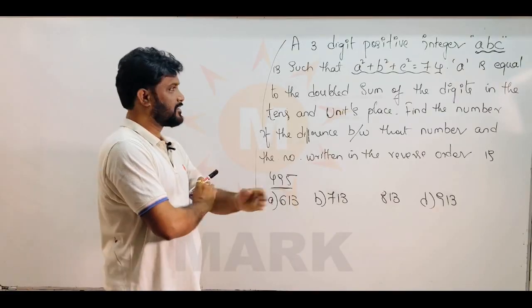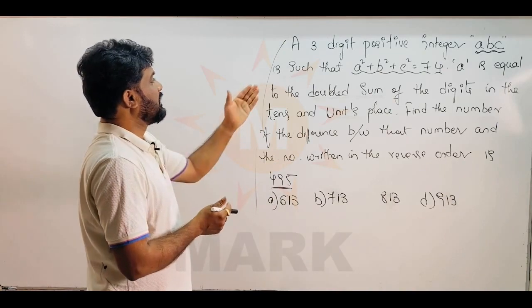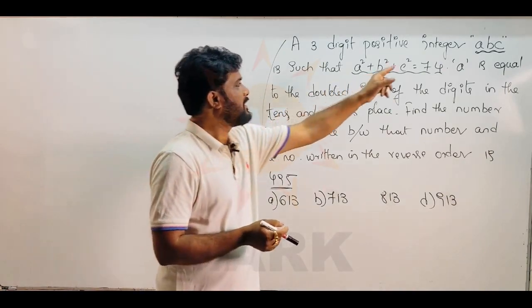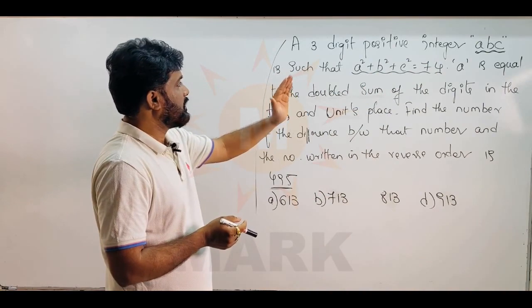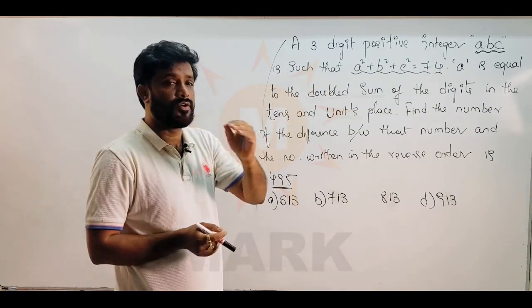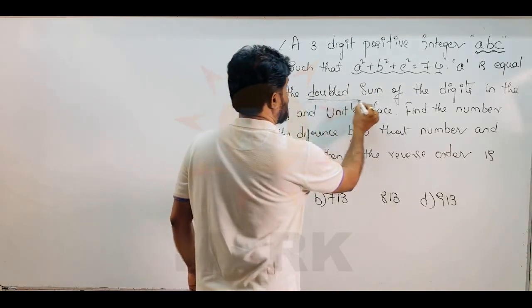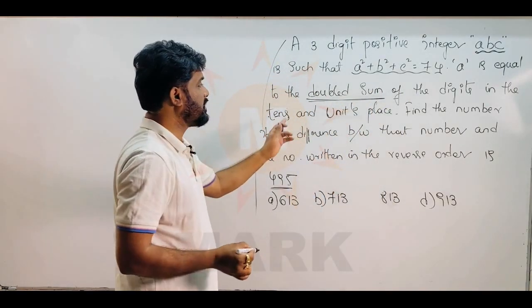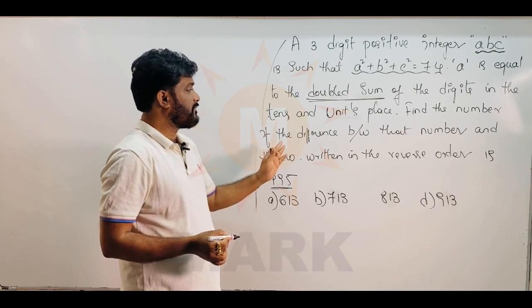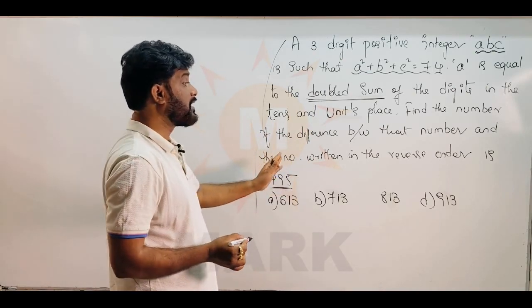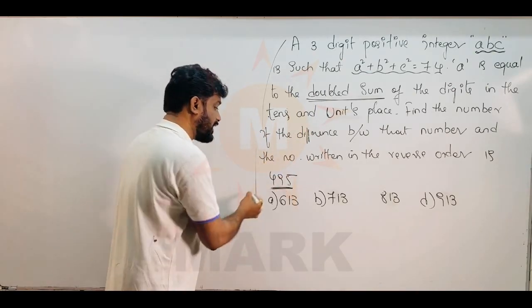Friends, here is another important question for you. A 3-digit positive integer abc is such that a square plus b square plus c square is equal to 74. And if a is equal to double the sum of the digits in the tens and units place, find the number if the difference between that number and the number written in reverse order is 495.